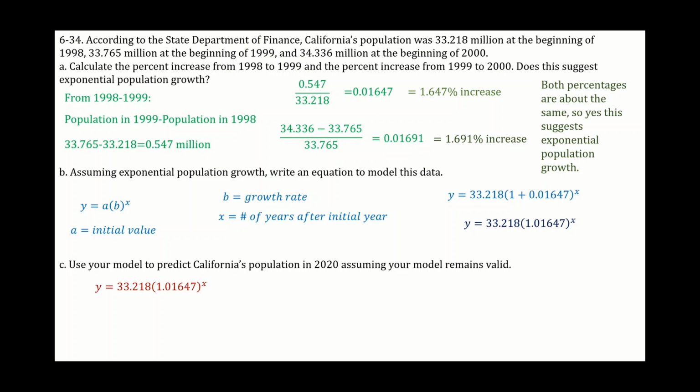So in my case, I start out with this, which is going to be the number of years after 1998 as my x. So from 1998 to 2020, that's a value of 22 years. So I plugged this into my calculator, and I got 47.583 million people.